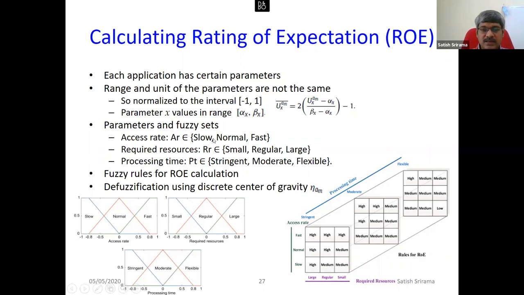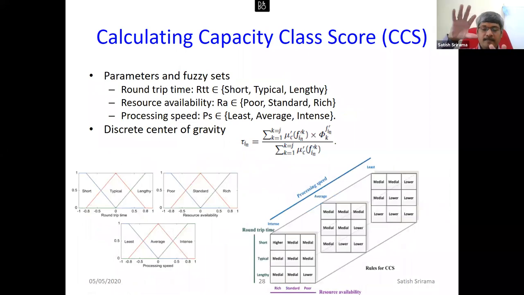Okay. All these are critical parameters. You can define these fuzzy rules for calculating this ROI expectation using this fuzzy setup. Of course, using the center of gravity, you can defuzzify the number, which you can use in processing. Similarly, rating of expectation for the user, for whatever the applications which are to be offloaded.